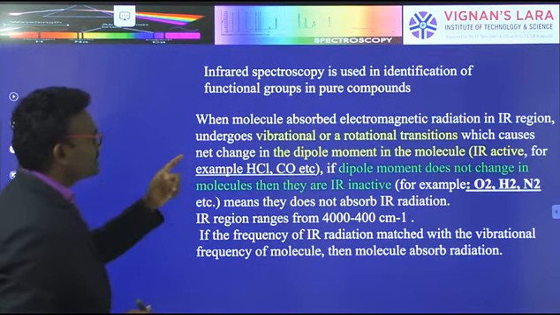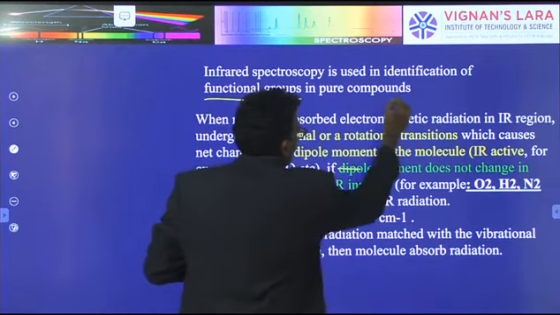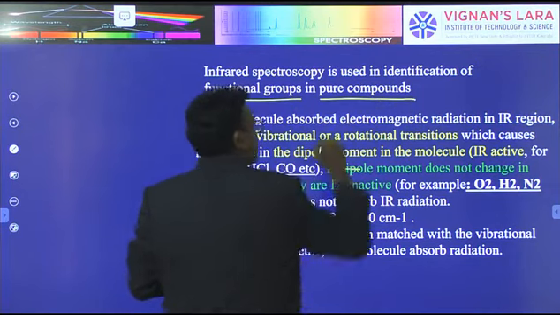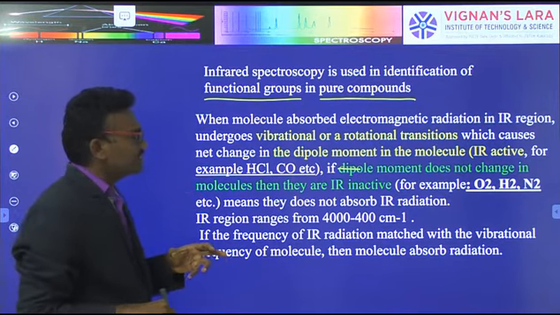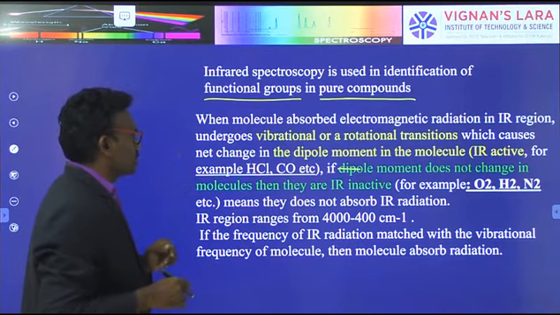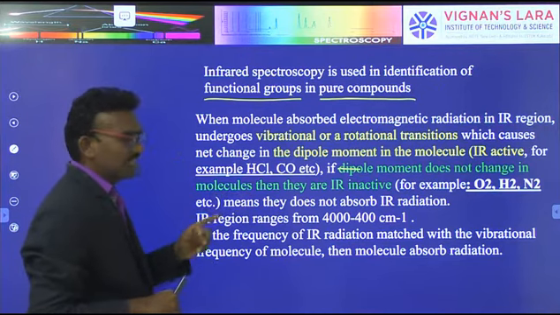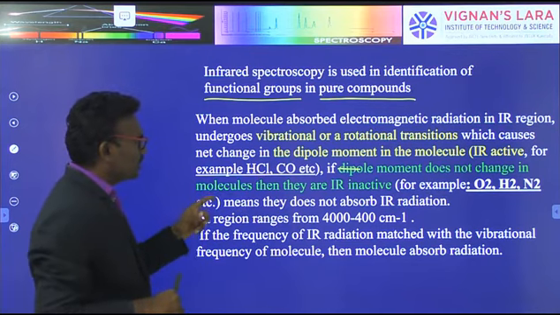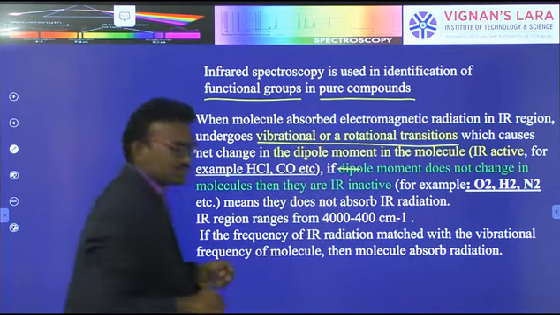Infrared spectroscopy is used to determine the functional groups in a pure compound. Any functional groups present in the molecules are identified by IR spectroscopy. When molecules absorb electromagnetic radiation in the IR region, they undergo vibrational or rotational transitions.